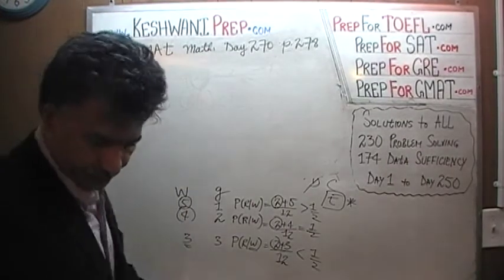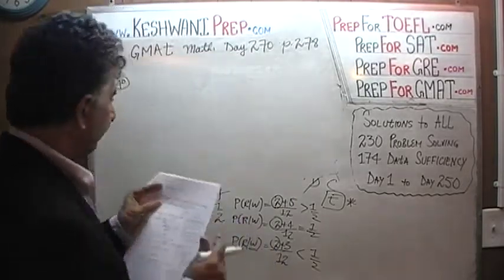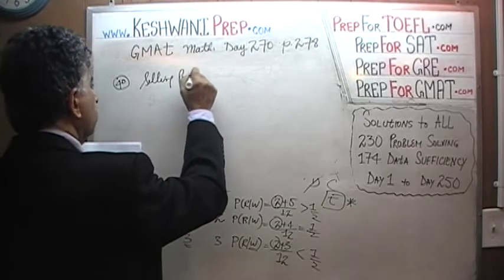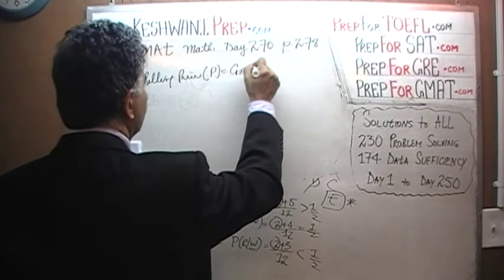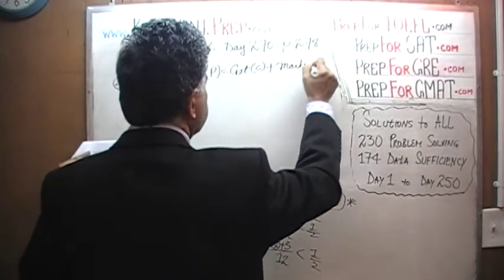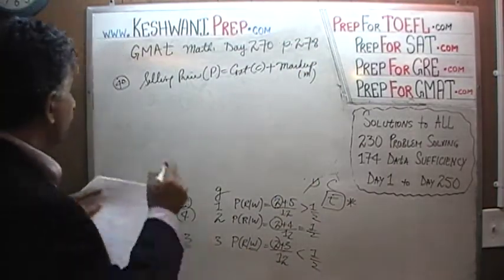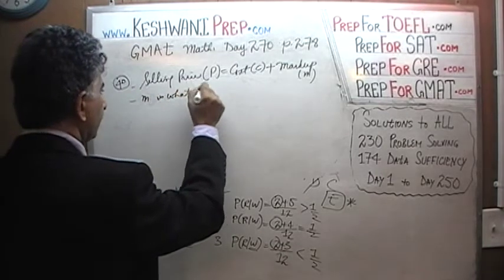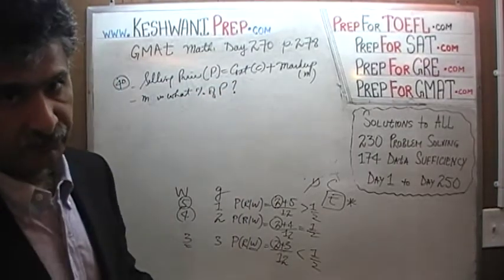Number 40 says that the selling price, let's call it P, equals cost, let's call it C, plus the markup, let's call it M. So our selling price is cost plus the markup. The question is, M, the markup, is what percent of the price? Very simple, very straightforward question.